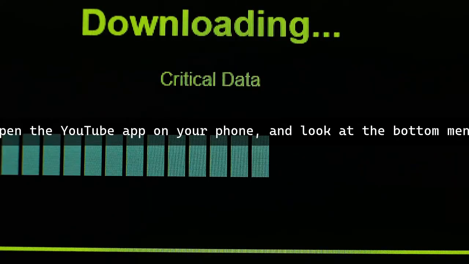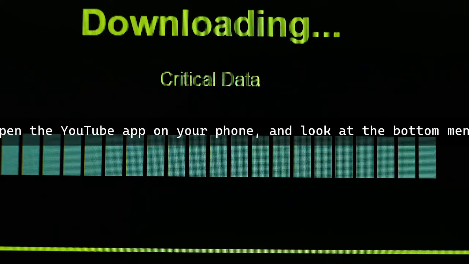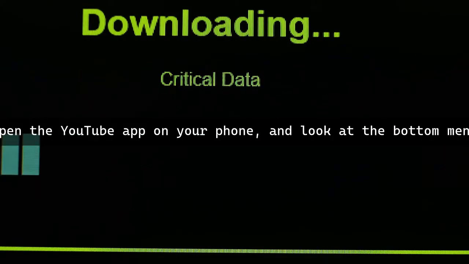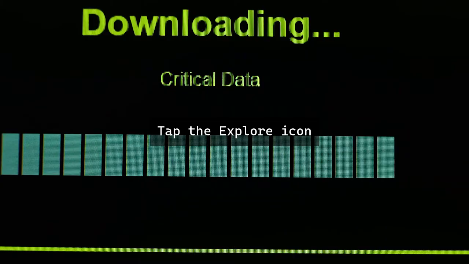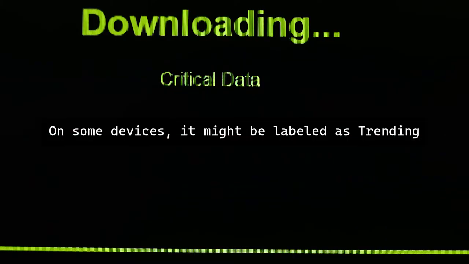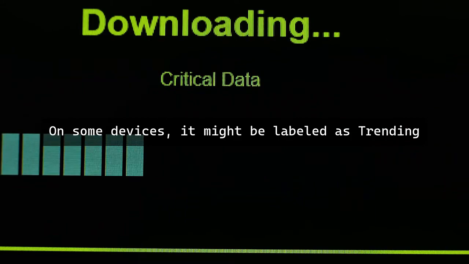Here's how. Open the YouTube app on your phone and look at the bottom menu. Tap the Explore icon. On some devices, it might be labeled as Trending. This section shows videos that are currently trending in your country, including music, news, gaming, and more. You can swipe through different categories to narrow down what you want to watch.